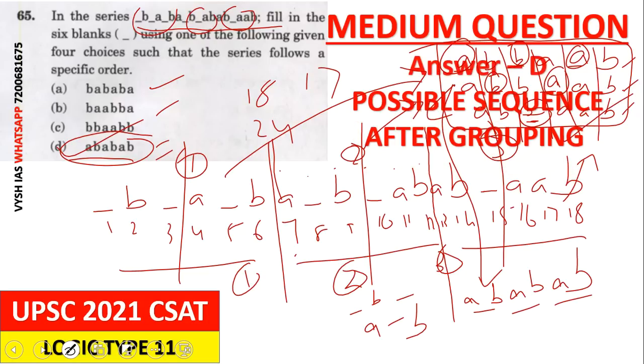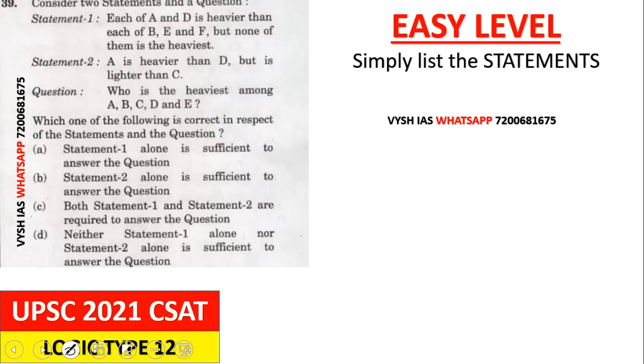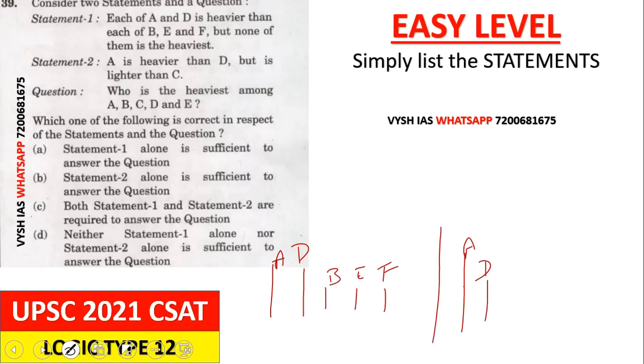AB, AB, AB. Okay, answer is D. Now this one: each of A and D is heavier than each of B, E and F. Let it be like 5 people. Statement 2: A is heavier than D, but lighter than C. Question: who is the heaviest among A, B, C, D, E?